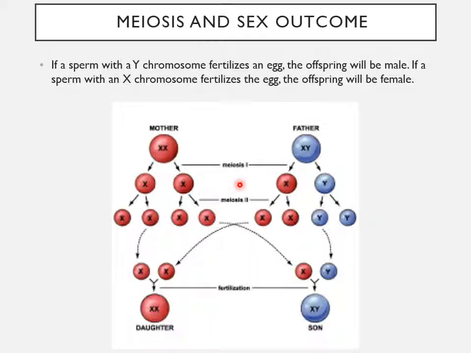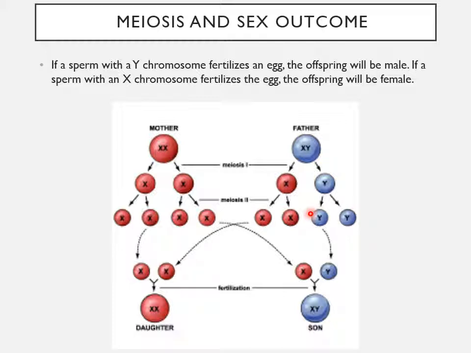Now when a sperm and an egg come together, the mother will always give an X chromosome into her egg. If the father gives an X chromosome, and a sperm with an X chromosome fertilizes that egg, then you will get a daughter or a female. So if the father's chromosome that fertilizes the egg is an X chromosome, you get a female. The mother, even if she's making a son, still gives an X chromosome. It's the father's X or Y chromosome that determines whether you get male or female.